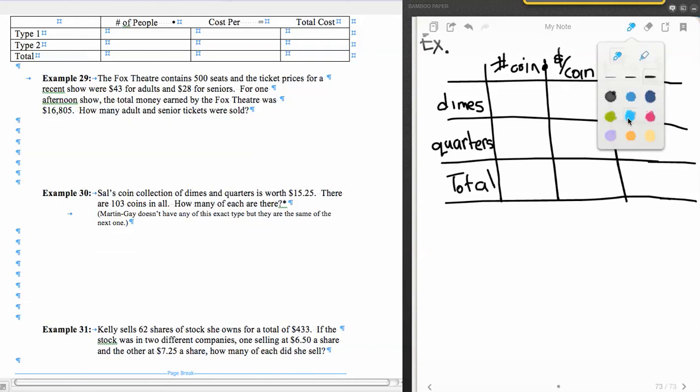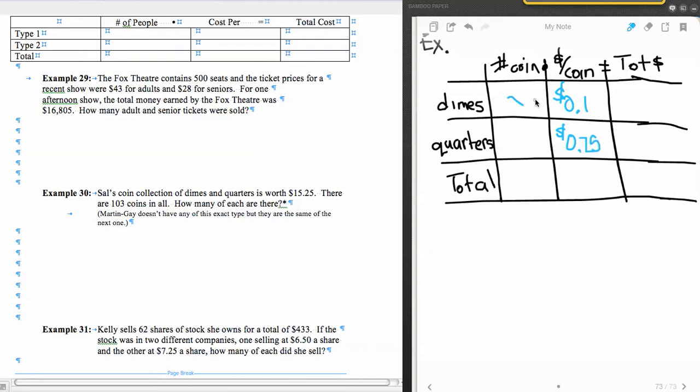All right, so let's see how you did it. So dimes, we know that dimes are worth 10 cents each. So that's what we come to the table with, 0.1. And we know that quarters are worth 25 cents each. So we come to the table with 0.25 there.